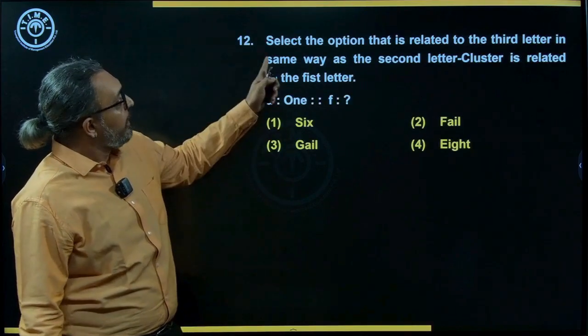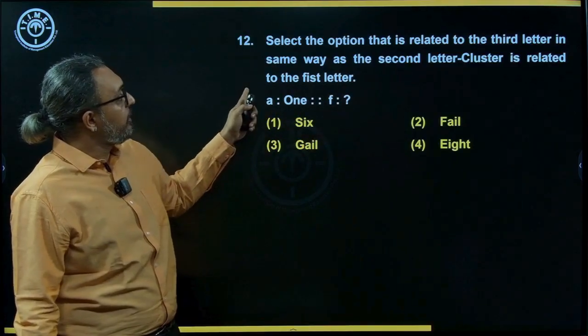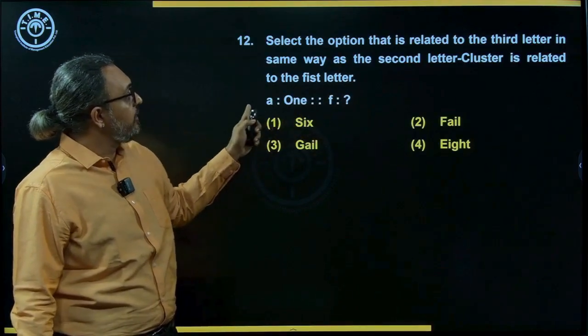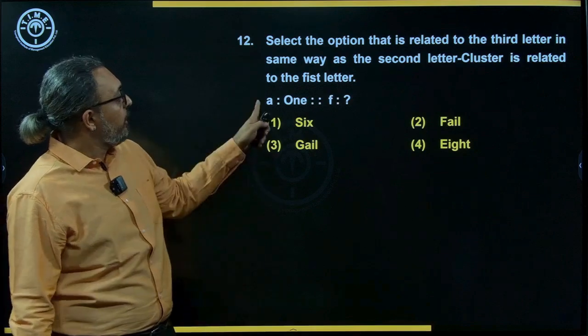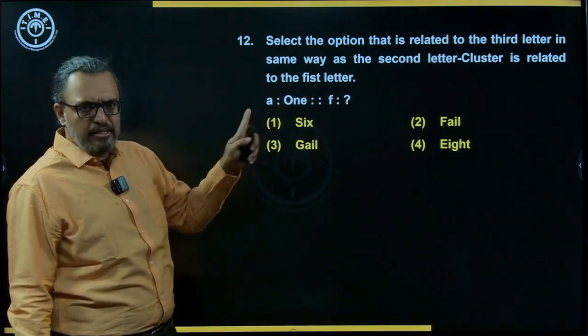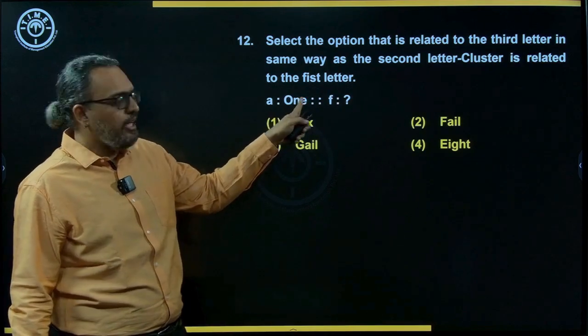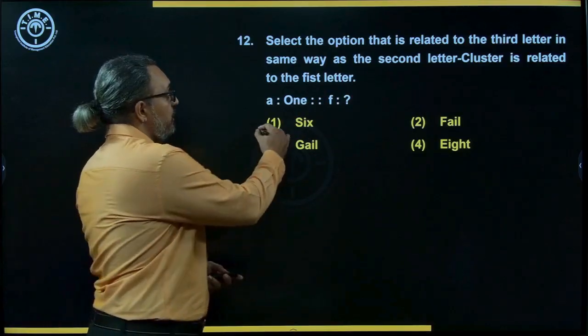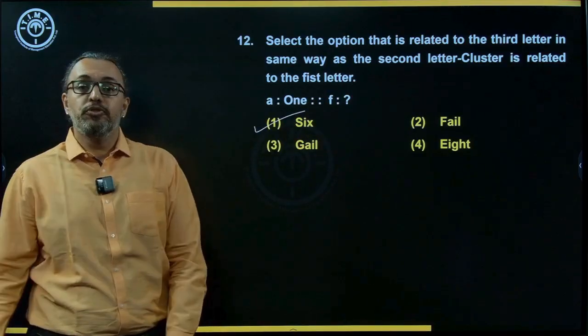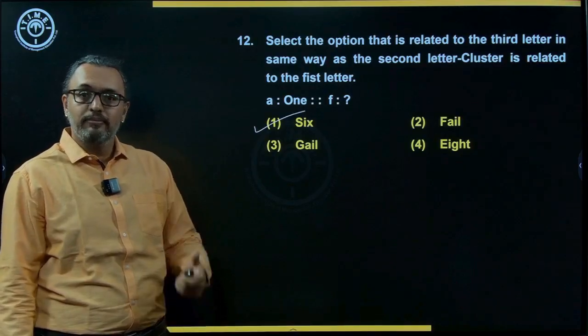Then, yes, select the option that is related to the third letter in the same way as the second letter is related to the first. Now here A is to 1. A is nothing but the first letter, that is why it is 1. F is what? Sixth letter, so it has to be 6. So you choose 6, option 1. Correct?